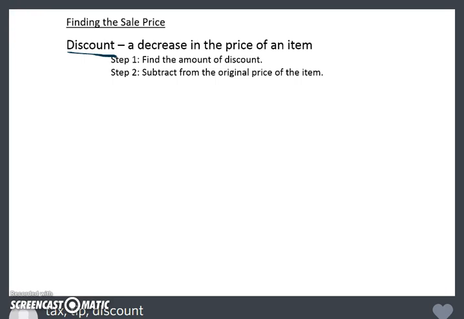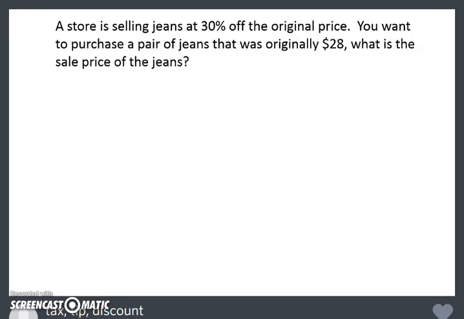So you're going to start by finding the amount of the discount, and then you're going to subtract from the original price of the item. For example, a store is selling jeans at 30% off the original price. You want to purchase a pair of jeans that was originally $28. What is the sale price of the jeans?